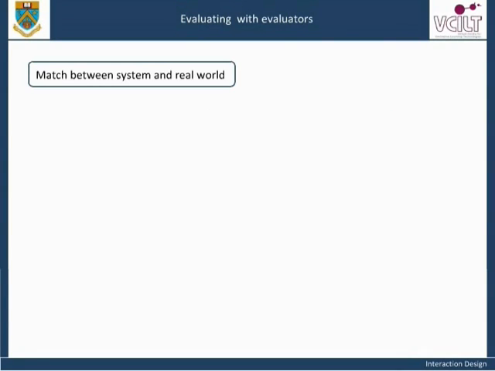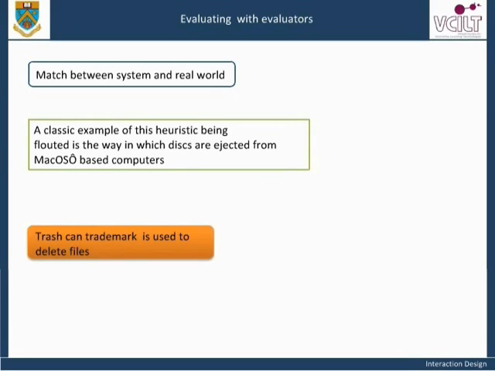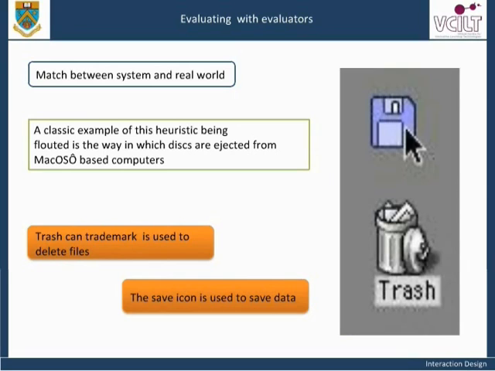2.2 Match between system and real world. A classic example of this heuristic being flouted is the way in which disks are ejected from Macoso-based computers. Usually, the trash can icon is used to delete files, that is to throw them away, and the save icon is used to save data, as shown in the illustration.